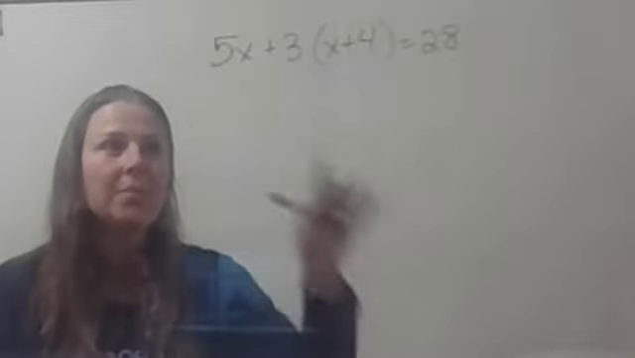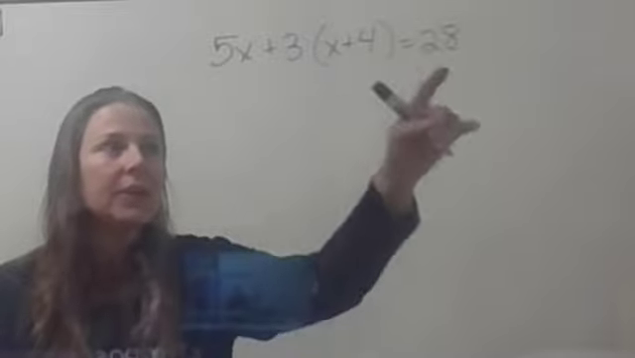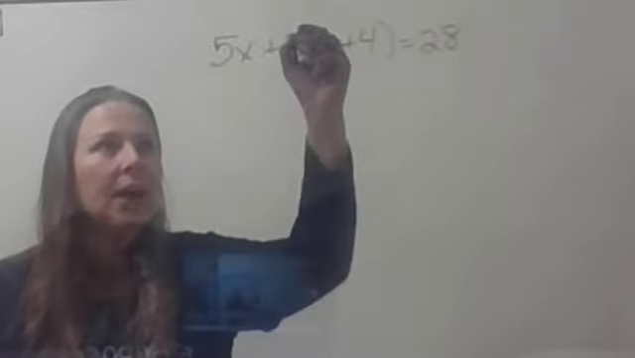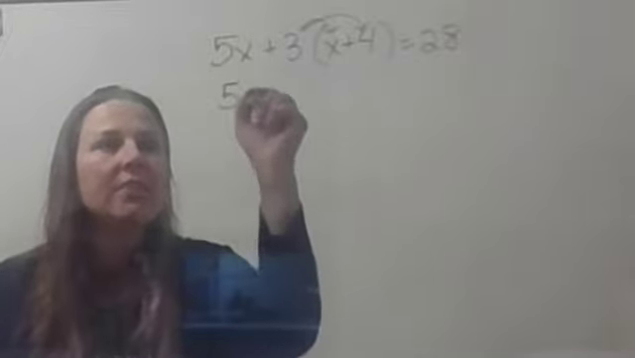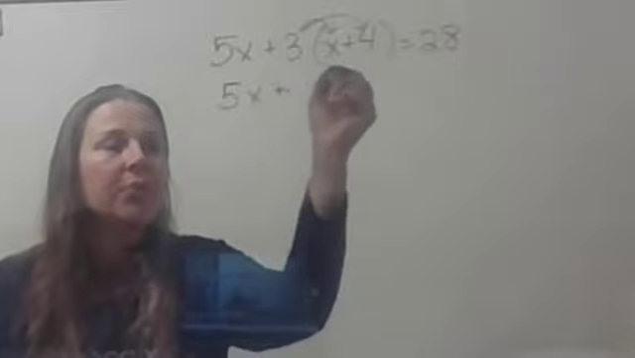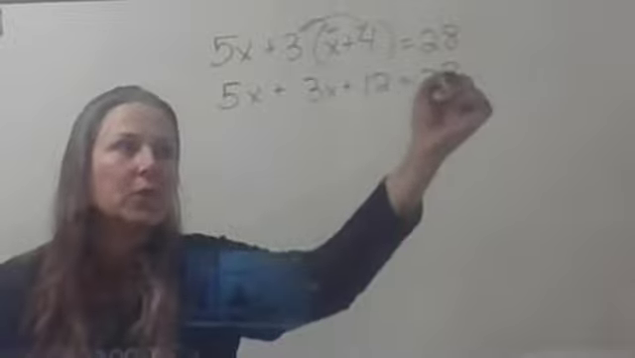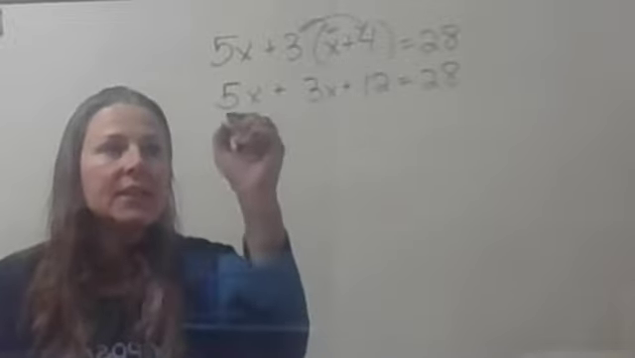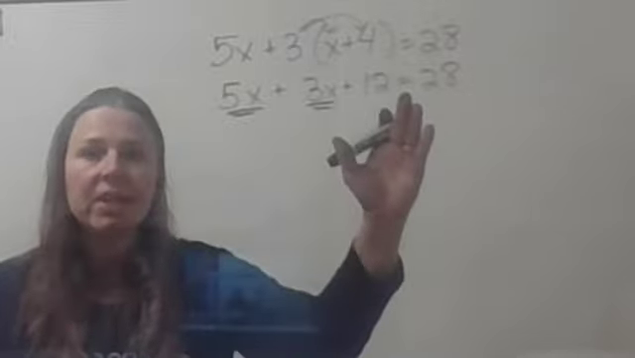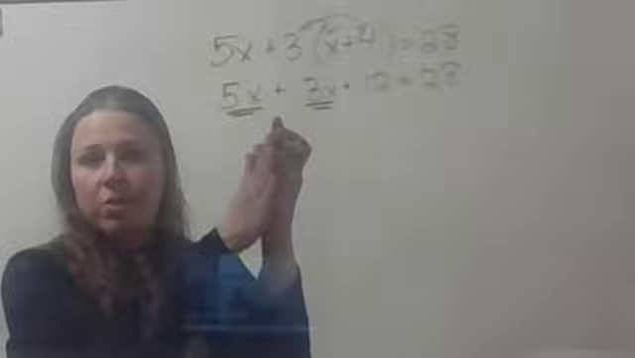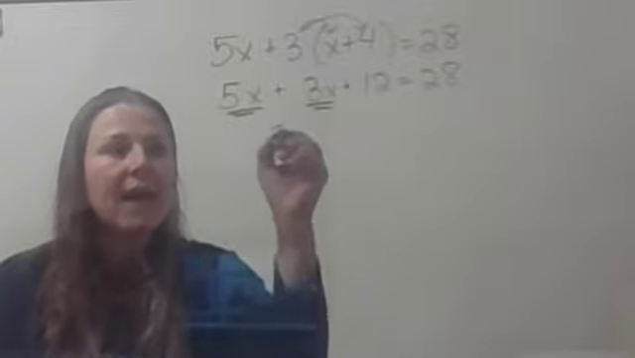The next fun problem is 5x plus 3 times parentheses of x plus 4 equaling 28. So let's go ahead and get these parentheses gone first through distribution. We still have this 5x over here, but now we have 3 times x, which is 3x, and 3 times 4, which is 12, equaling 28. So this 5x and this 3x, they can be added together. They're on the same side of the equal sign. So when you put them together, you don't do the opposite. You just put them together. 5x and 3x is 8x.